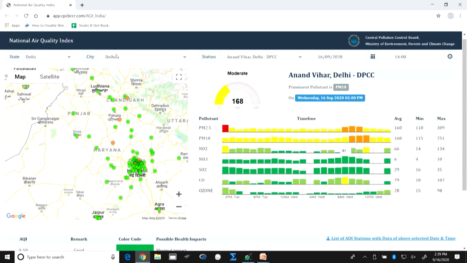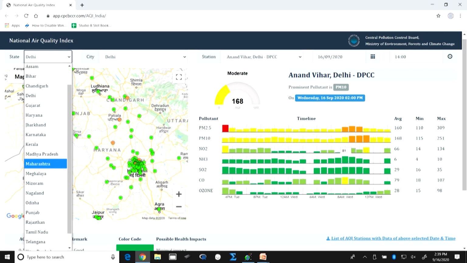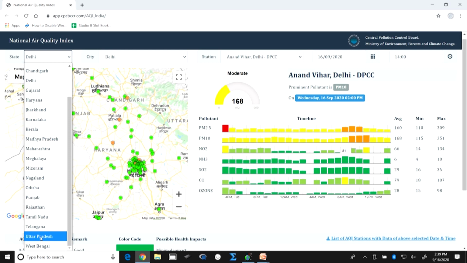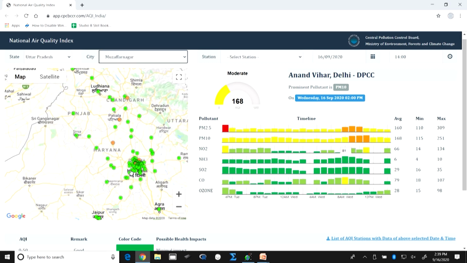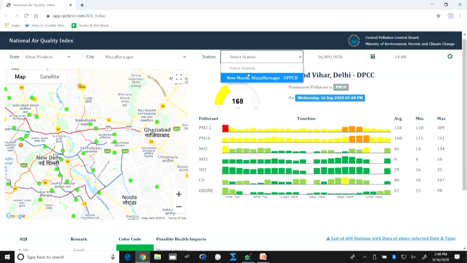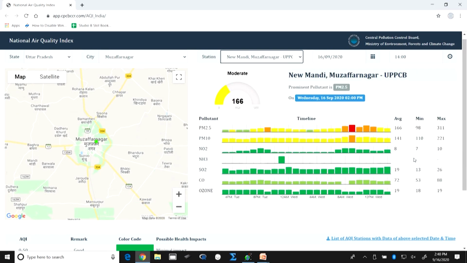So, let us look at Uttarakhand once and see. Okay, we do not even have Uttarakhand here, is it? Okay, let us choose Uttar Pradesh, and what do we have? The nearest one here is, let us say, Muzaffarnagar. So we chose Muzaffarnagar, which is relatively closer to Roorkee, and New Mandi, Muzaffarnagar, and what do we see? Air quality index, I guess, is relatively moderate, right.